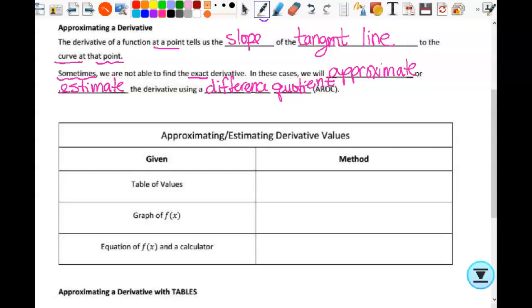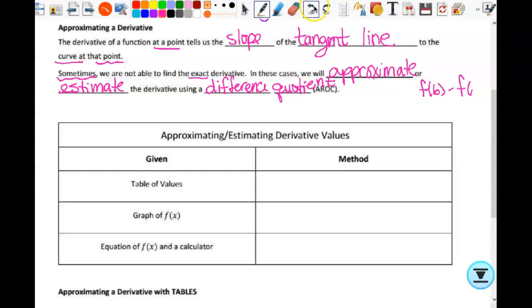You subtract the y values over you subtract the x values. So a difference quotient, difference means you subtract. Quotient means you have a fraction, or you're dividing. So that's what, like, f of b minus f of a over b minus a, or y2 minus y1 over x2 minus x1. That's what the difference quotient, again, is just slope. Okay? Different words, but it is the same thing.